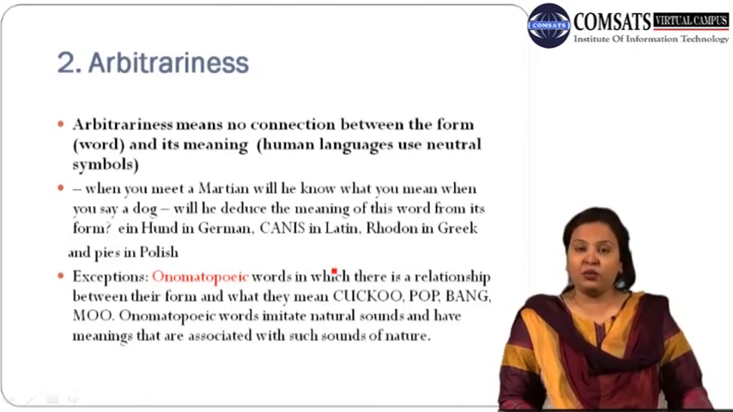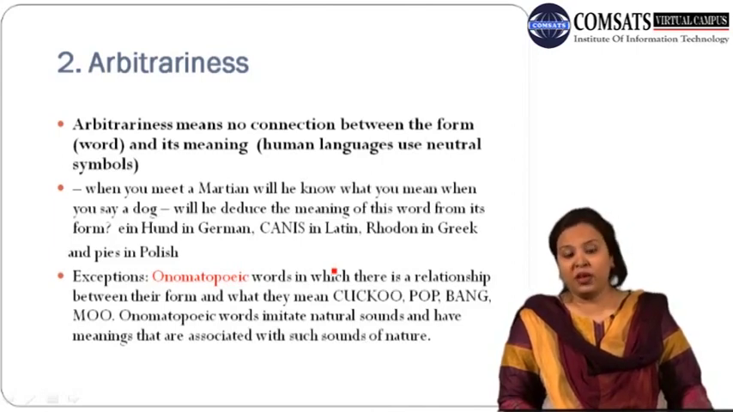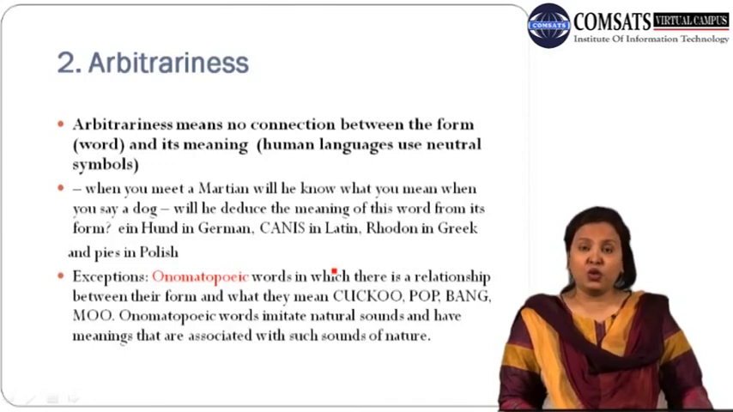Take the example of our own language, Urdu. We will call it a kutta, not a dog. If you are German, you will call it ein Hund. If you are speaking Latin, you will call it canes. If you are speaking Greek, you will call it roden. So see, in all languages of the world, there are different words for the same animal. This way, we can say that words and their meanings, or symbols and their associations, signs and signifiers, have no link between each other. And this arbitrariness is a distinctive feature of language.